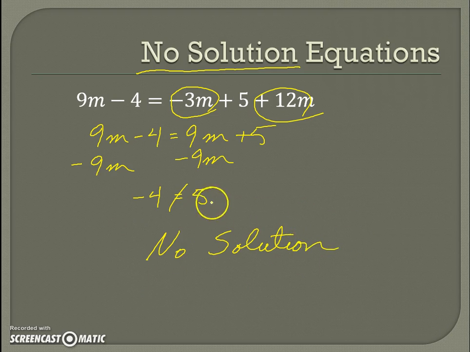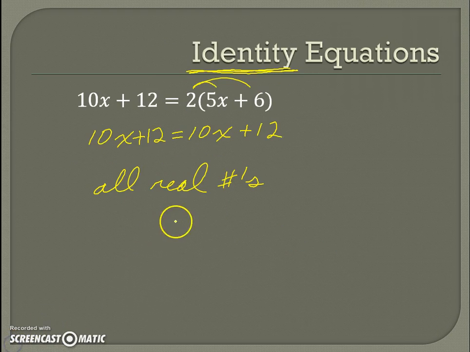This is not the answer. This is the answer. All right, anytime that does happen, you want to make sure you go back and check. But remember, if they do not equal each other, then it's no solution. If they do equal each other, like this, then that is all real numbers.